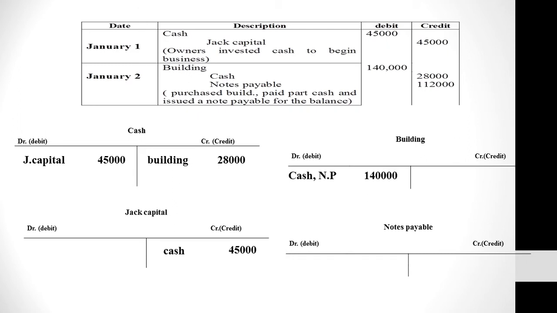Then we're going to move to notes payable. Notes payable equals 112,000 in the credit. This is the T account for notes payable. In the credit side, we're going to place 112,000, and beside it you're going to write building. This is how we post, or how we transfer, the figures from the journal to the ledger.